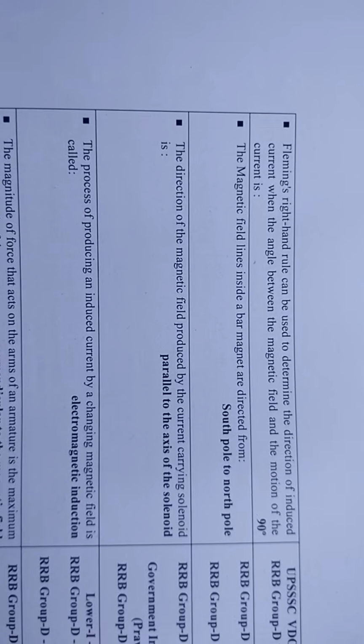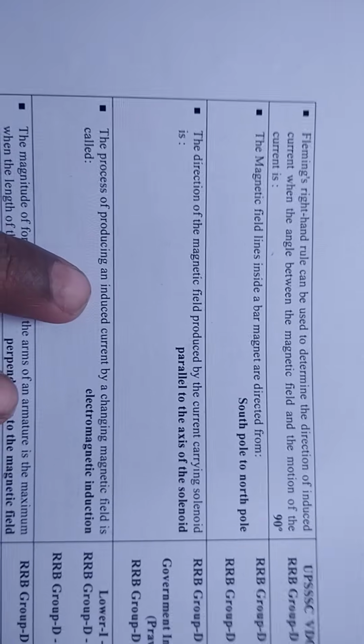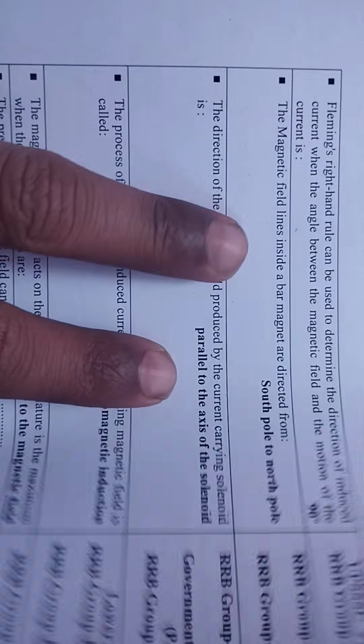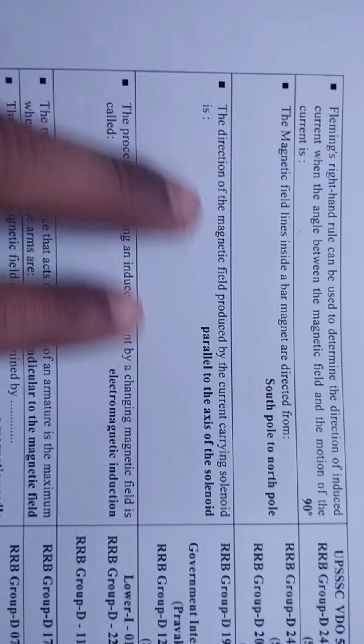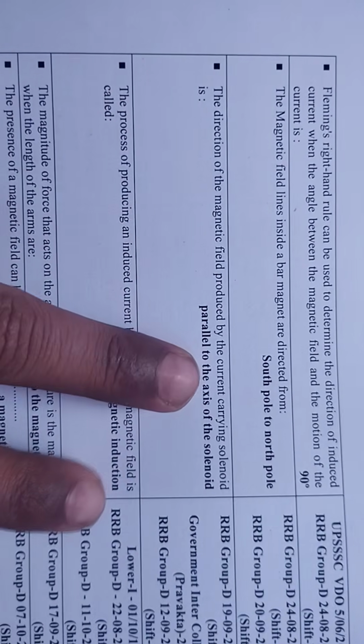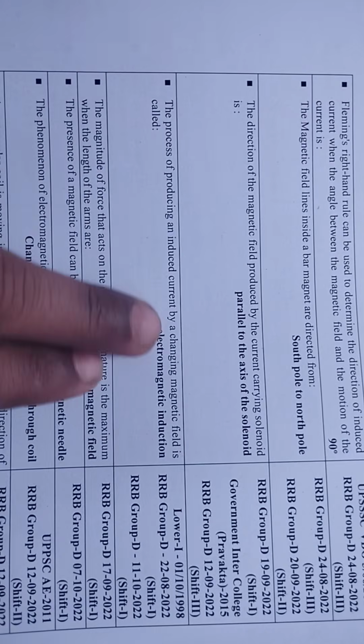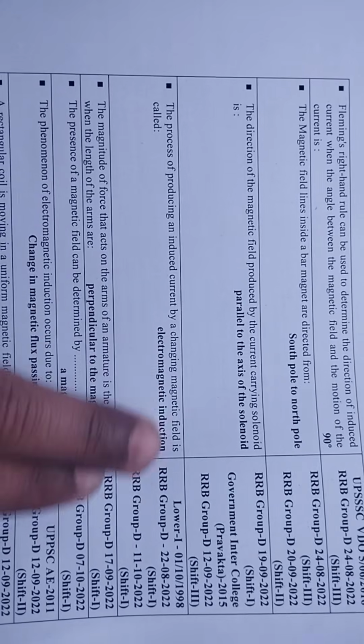Fleming's right hand rule can be used to determine the direction of induced current when the angle between the magnetic field and the motion of current is 90 degrees. Magnetic field lines inside the bar magnet are directed from south pole to north pole. The direction of the magnetic field produced by a current carrying solenoid is parallel to the axis of the solenoid. The process of producing an induced current by a changing magnetic field is called electromagnetic induction.